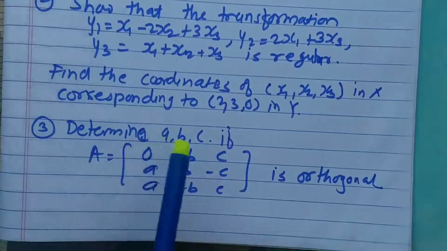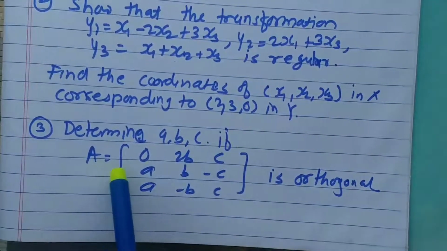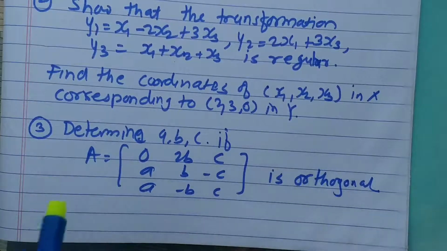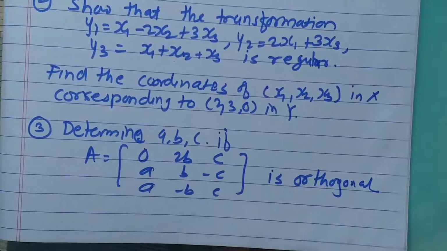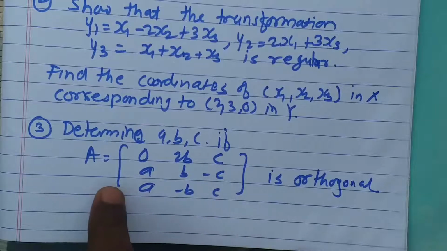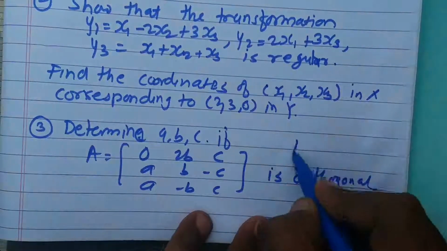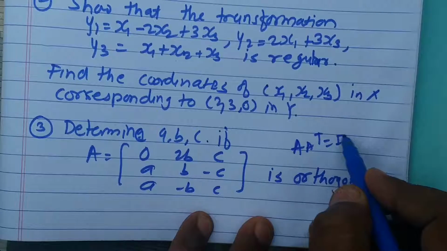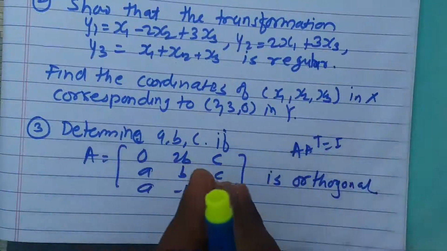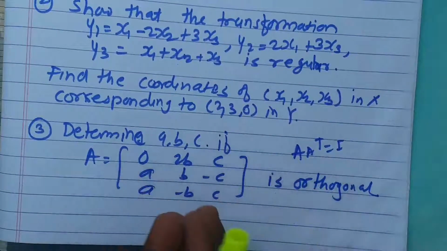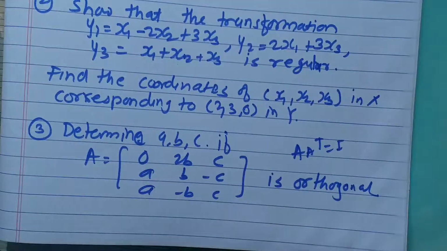Finally, determine a, b, c if A equal to this matrix and it is orthogonal. One problem of this type we have solved in the previous video. Under the condition that this matrix is orthogonal, calculate a, b, c. So you take A, you apply the definition A into A transpose equal to identity matrix. Take the multiplication of these two matrices, compare the two matrices, and you'll get some equations in a, b, c. Take the suitable equations and determine the values of a, b, c. One problem of this type we have also solved in the previous video.